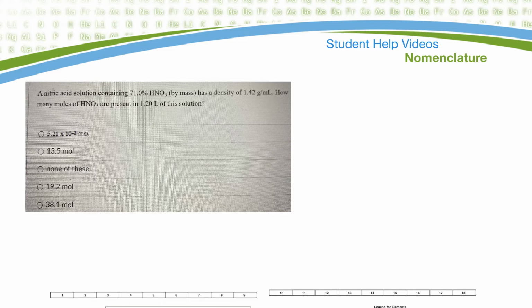Okay, it says a nitric acid solution contains 71% nitric acid, by mass. Then it says it has a density of 1.42 grams per milliliter. How many moles of nitric acid are present in 1.20 liters? So let's first figure out how much this total solution is going to weigh. And then we can figure out 71% of that has to be the nitric acid.